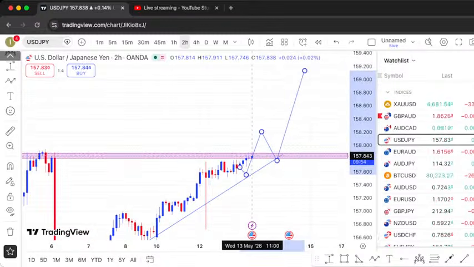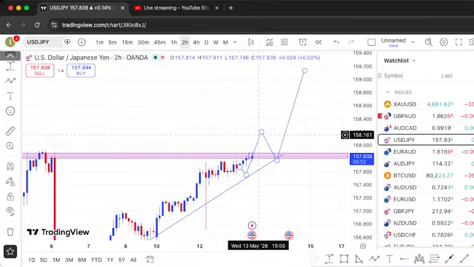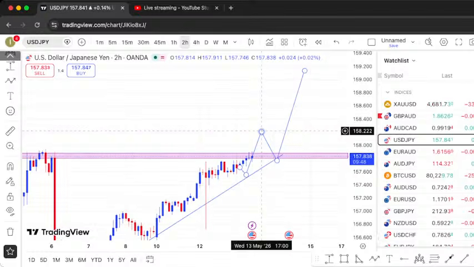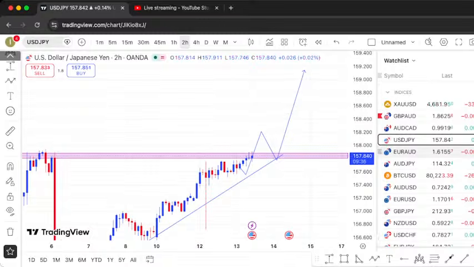You're getting this. So waiting for a higher high, then a higher low for more buys opportunities on USD JPY. So no need to rush, but let's stick with the plan. Let's wait for that breakout before taking any trade on USD JPY.